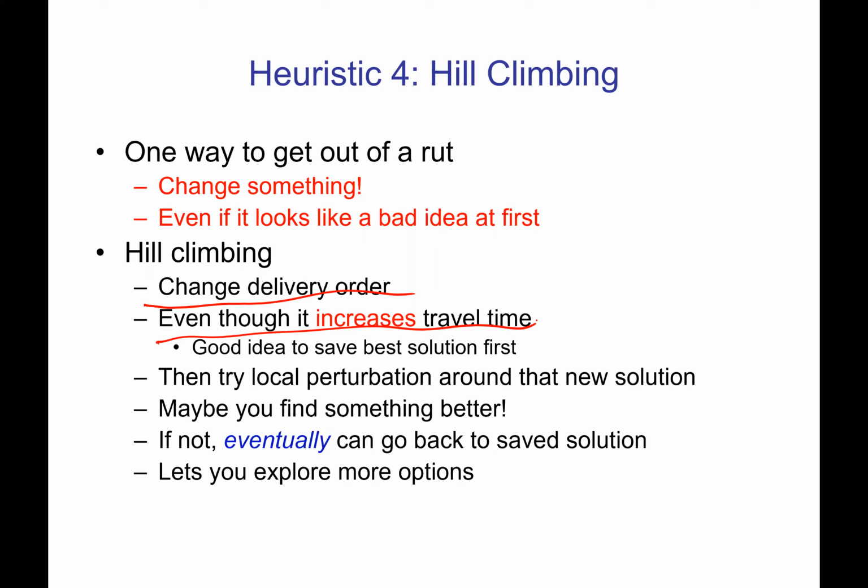Now, if you do this, it's a good idea to save your best solution first, because if you go off and keep perturbing things and it doesn't get better, you're going to want to go back to it. But if it does get better, you can do local perturbations around that new solution, keep exploring, and eventually find something better. If you keep making perturbations for some amount of time and it doesn't get better, you can go back to your safe solution. It costs more CPU time, but it lets you explore more options. So it is a trade-off.